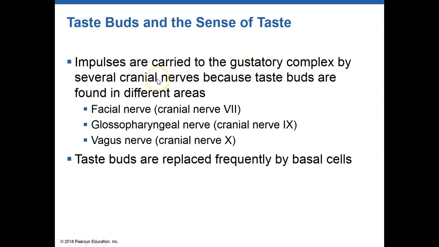So in our sense of smell, it's the olfactory nerve that takes in the information. For our sense of taste, we have 3 different nerves that actually help us to taste. So we have the facial, glossopharyngeal, and vagus nerve that all function in helping us to taste.